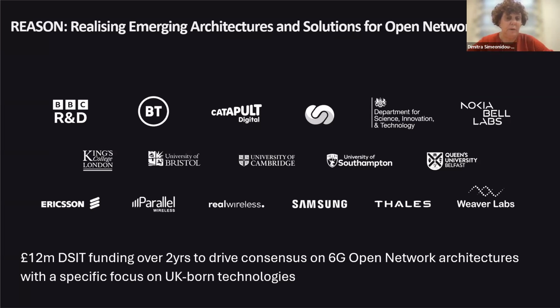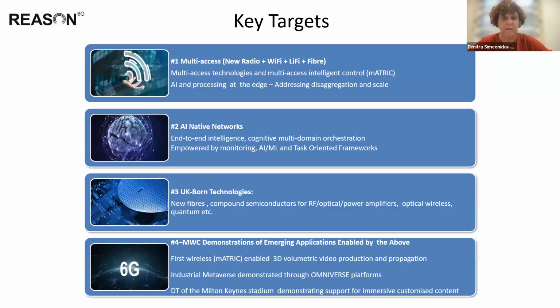So we are finishing in a couple of months' time. And the reason REASON is there is to actually drive consensus of 6G open network architectures, and specifically to focus on how UK-born technologies could influence and catalyze these architectures. If we go to the next slide, which is my main slide, what are the key targets?